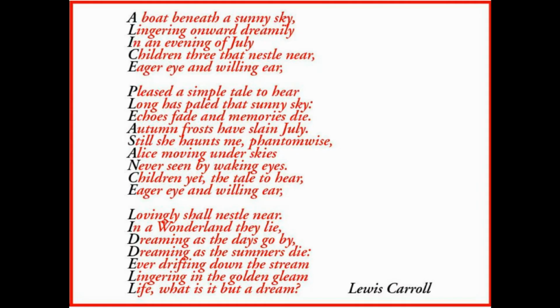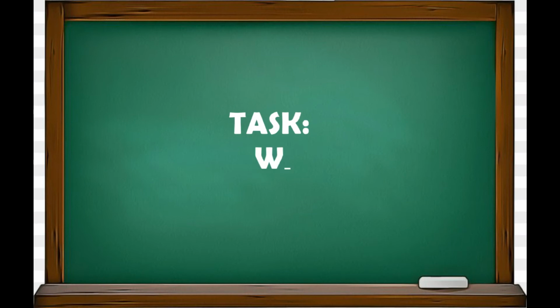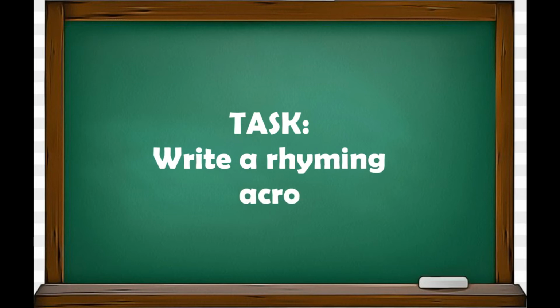The poem in Through the Looking Glass also uses rhyme. Pause the video here and try your hand at writing a rhyming acrostic and come back when you're ready to move on. If you find it difficult, then it may be worth watching my How to Write Rhymes video. But here's a top tip. You may find it easier to write a rhyming acrostic if you use a word with an even number of letters. Good luck!